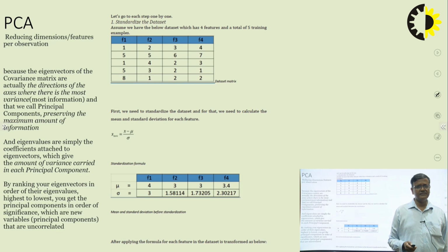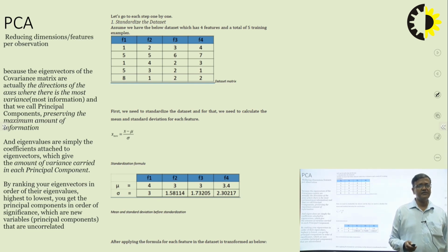After we find the mean and standard deviation, we apply them for every feature and for every row in the data set. So, the data gets transformed by using the formula x new is equal to x minus mu upon sigma.